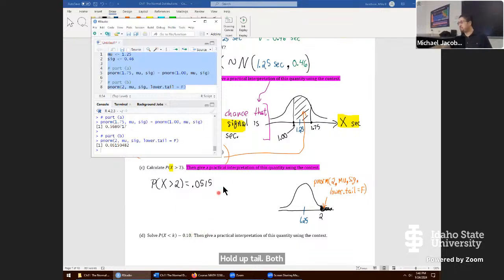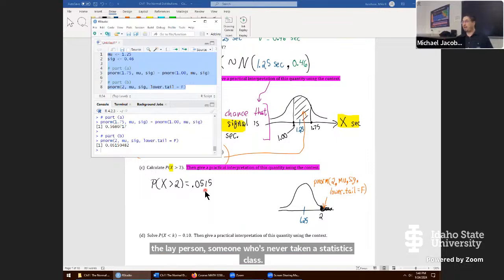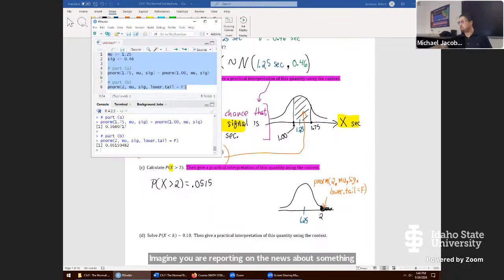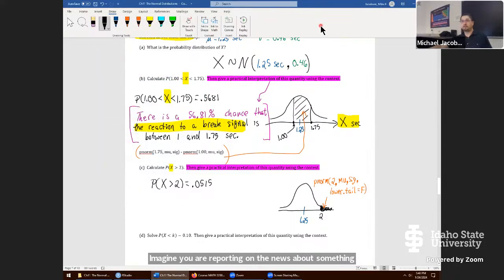Well, that's one down, but don't forget this part right here, the practical interpretation. In a certain sense, that number 0.0515 is completely useless to us unless we can take that information and communicate what it actually means to the layperson, someone who's never taken a statistics class. Imagine you are reporting on the news about something that happened on the highway, for example. There was a huge accident on US 20, by the way, in Idaho Falls.